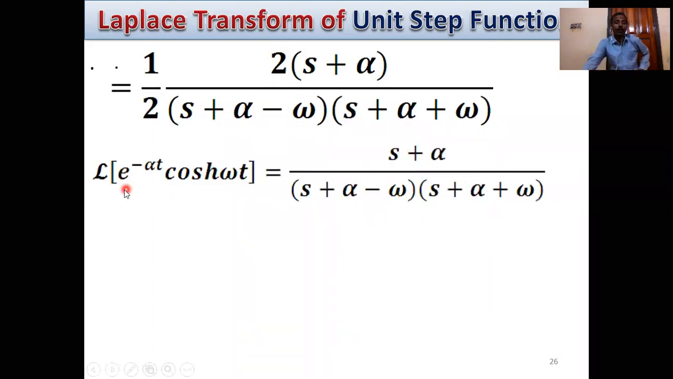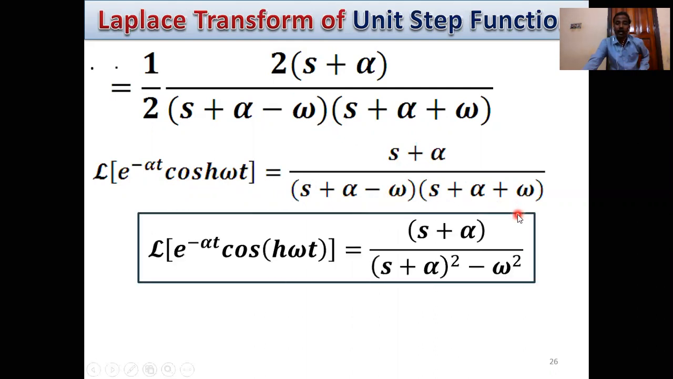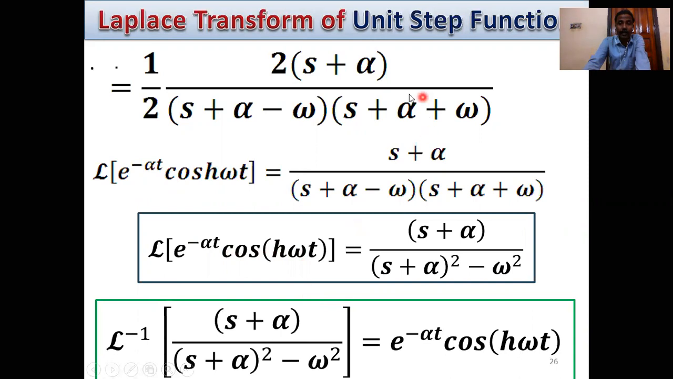So Laplace transform of e to the power minus alpha t cos h omega t equals s plus alpha by s plus alpha minus omega, s plus alpha plus omega, and this is equivalent to a square minus b square: s plus alpha whole square minus omega square, with numerator s plus alpha. So this is the Laplace transform of e to the power minus alpha t cos h omega t. Then inverse Laplace of s plus alpha by s plus alpha whole square minus omega square equals e to the power minus alpha t cos h omega t. This is the inverse Laplace transform of e to the power minus alpha t cos h omega t.